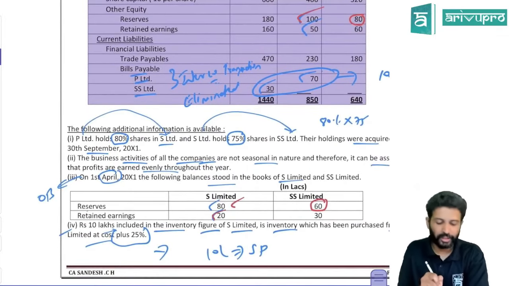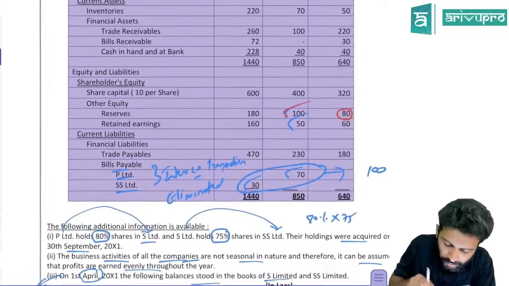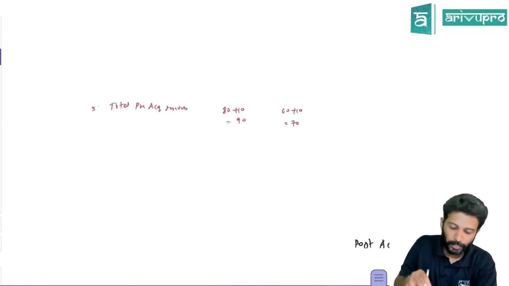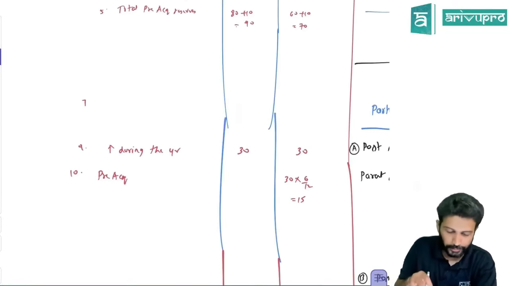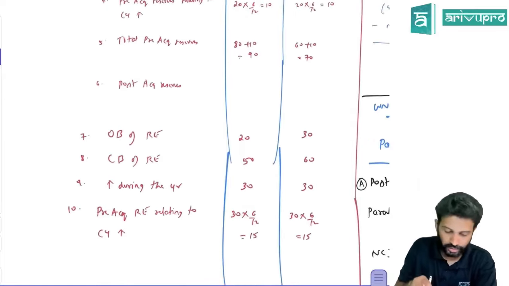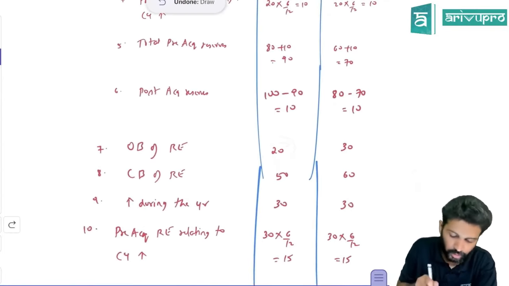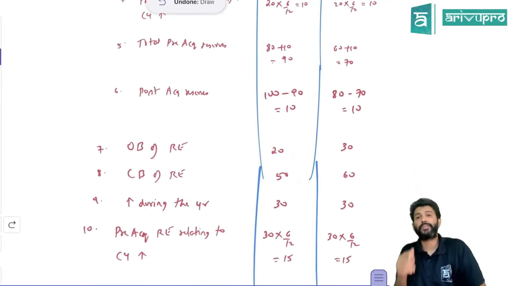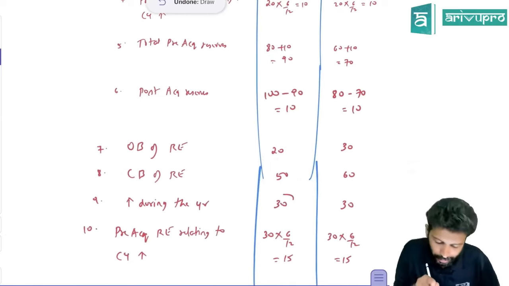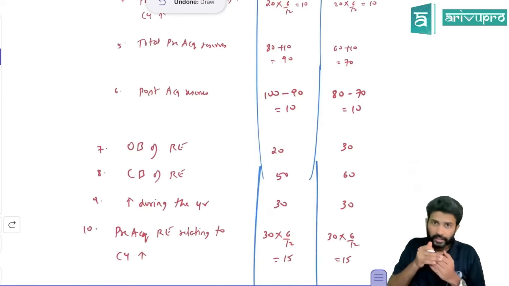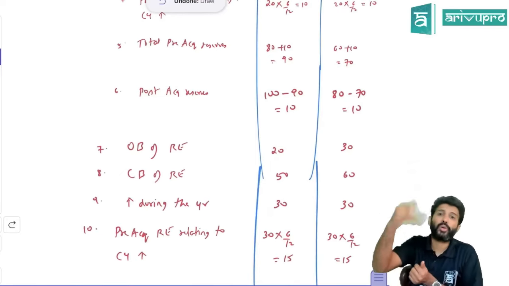Opening balance of retained earnings of S Limited was 20. Closing balance you'll get from the balance sheet, which is 50. Opening balance was 20, closing balance is 50 as per the question. So that data we will copy. So 20 has become 50, which means it has increased in the current year by how much? 30. 30 is for the whole year, and we got the control only after 6 months.